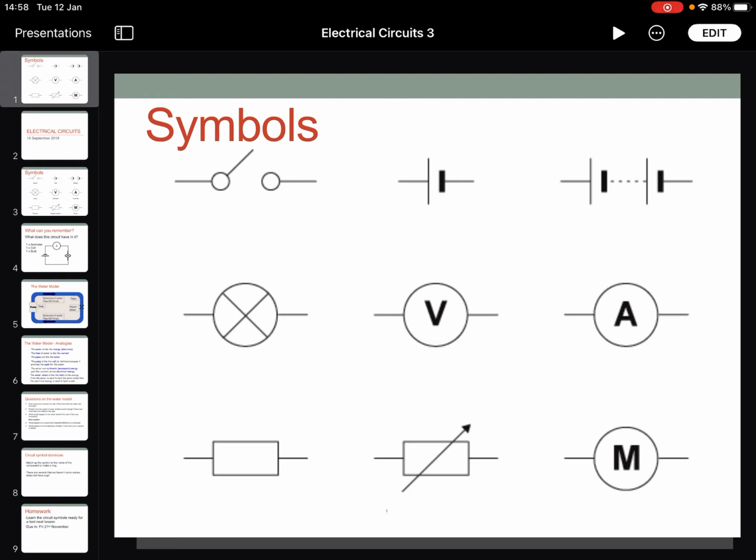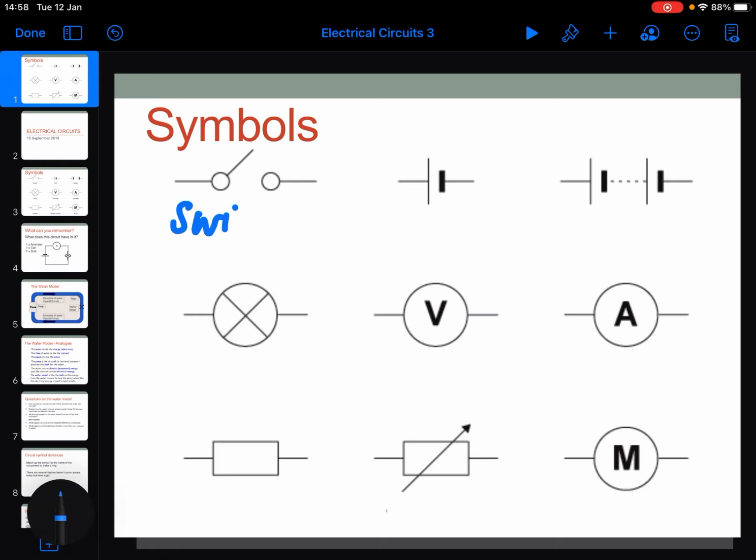The first one, can you hear her meowing? Not now. So, apologies. First one is a switch. If you want to be specific, it is an open switch.